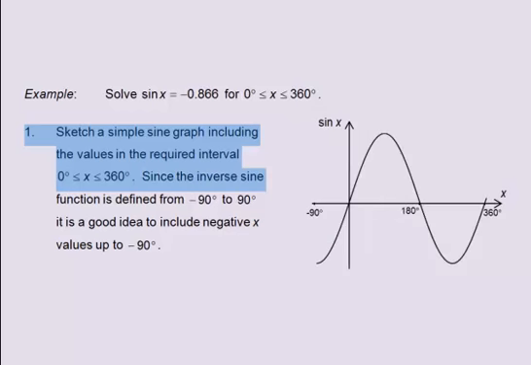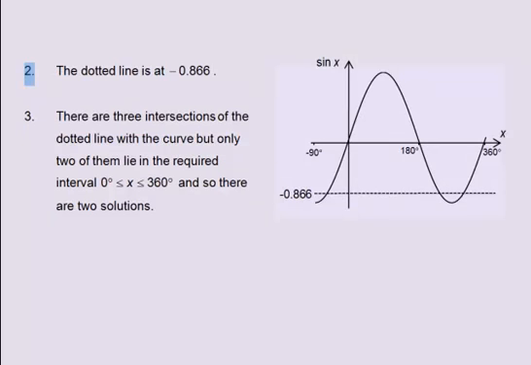Since the inverse sine function is defined from minus 90 degrees to 90 degrees, it is a good idea to include negative x values up to minus 90 degrees. 2. The dotted line is at minus 0.866 from the question.